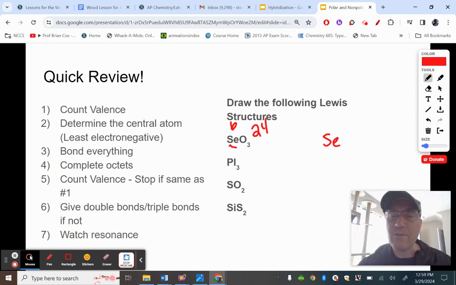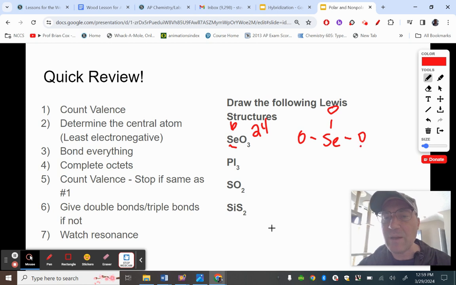Then you're going to bond everything. A bond is 2 electrons shared. And then you're going to give everybody an octet. To give everybody an octet, you just put dots in. Everybody gets 8. And then you count, and if the number is 24, you're done. That's all you have to do.